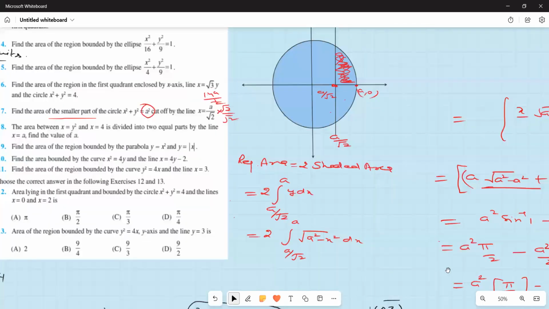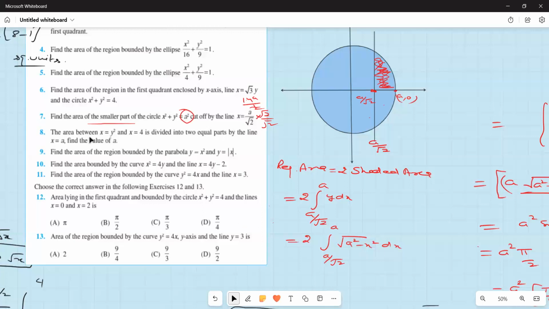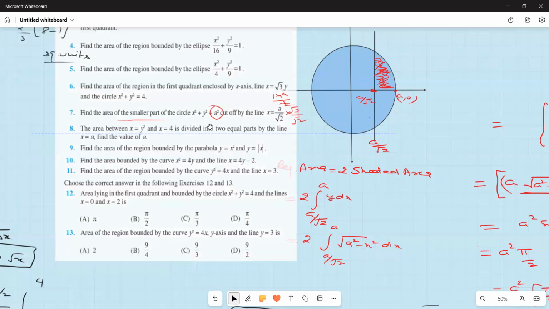So next question is: find the area between y square is equal to x, right side parabola, and x is equal to 4, divided into equal parts by the line x is equal to a. Find the value of a.